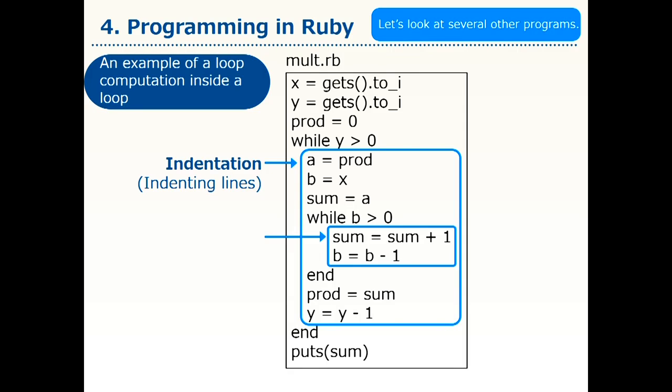And the inner while spot to the end spot are also indented to show the range of the nested loop more clearly. Indenting lines is called indentation. This doesn't matter at all to computers, but it is important for making the program accessible to people, so please follow this way of writing.